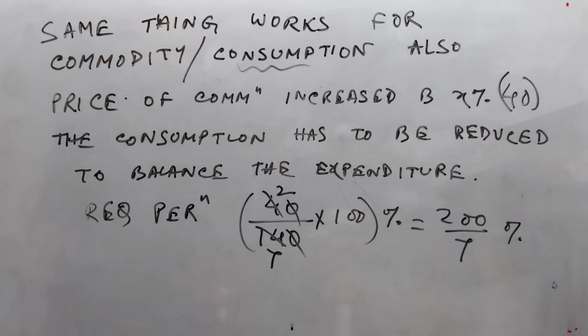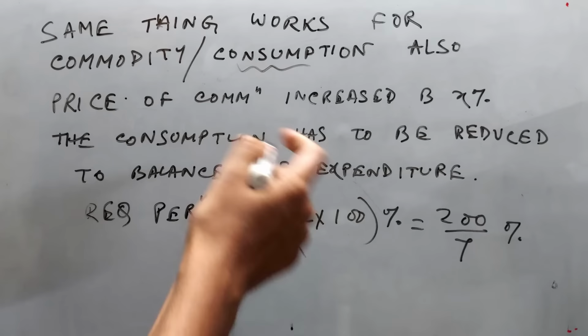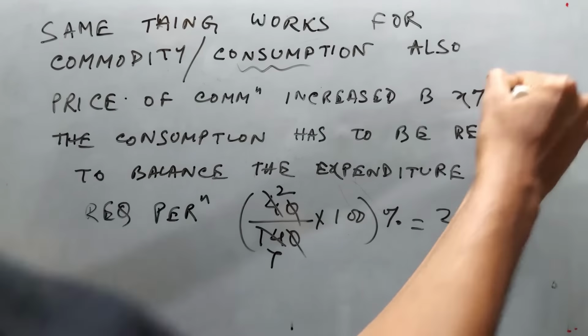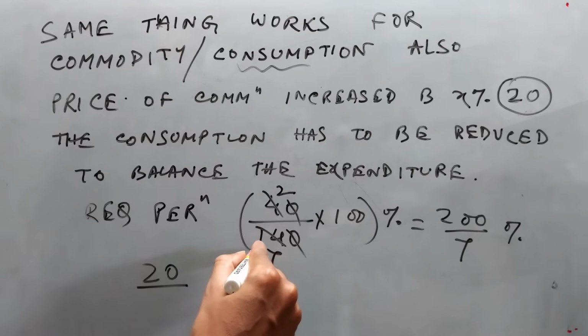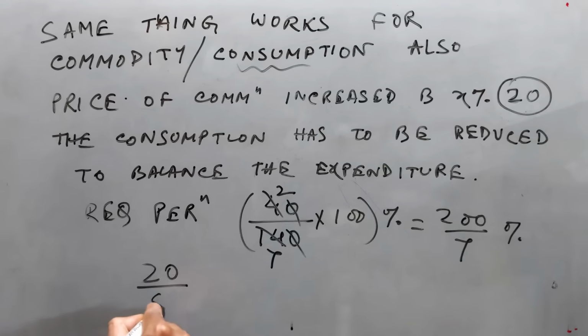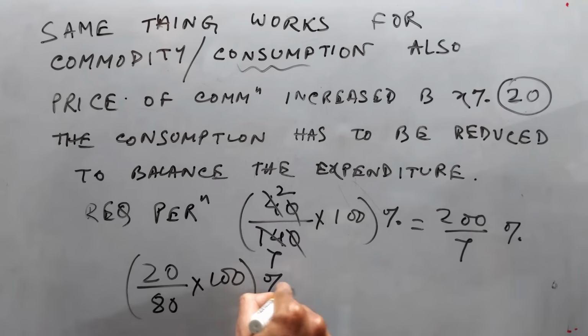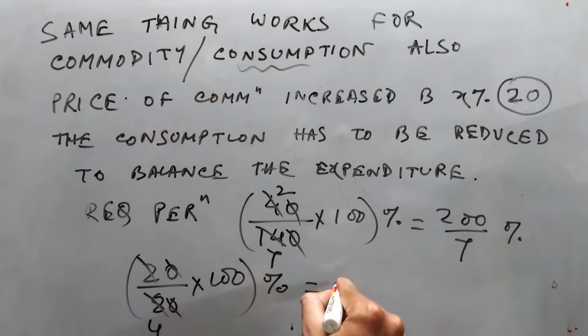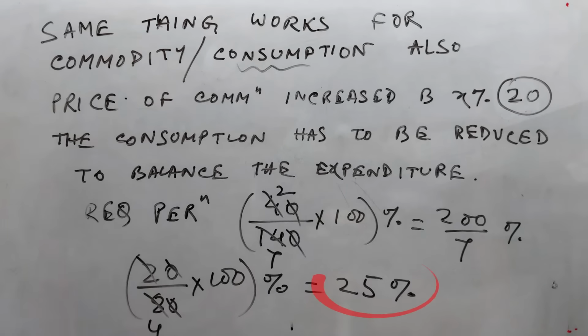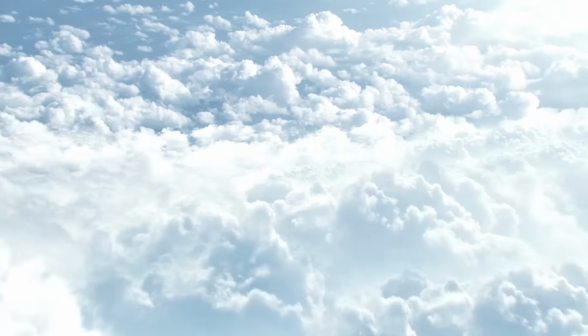Simple. One more example, if it is reversed, like it is decreased by 20%, now this is decreased, so consumption will be increased, right? So what will be the increment percentage? Same way, 20 by 100 minus 20, that is 80, into 100%, which is equal to, this is 4, 100 by 4 is 25%. Simple, right? Using these formulas can help us a lot.